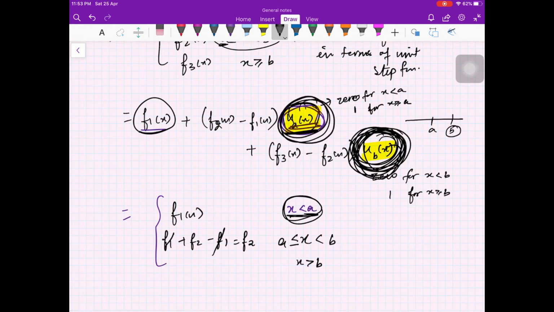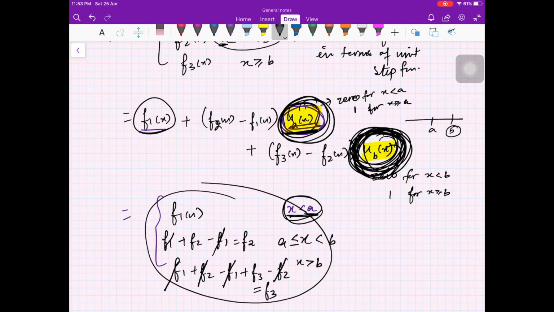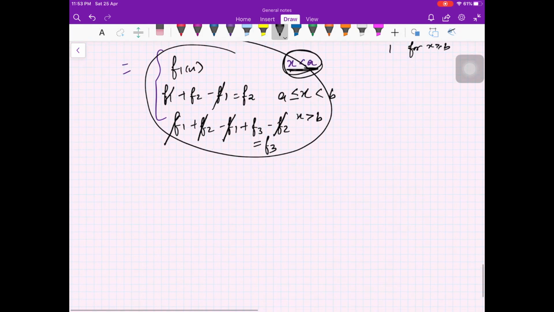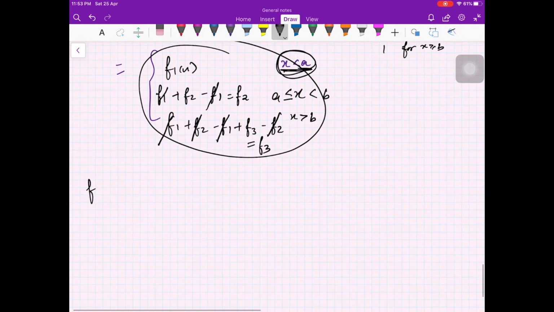And when your x is greater than b, this is also 1, this is also 1, right? So you will get f1 plus f2 minus f1 plus f3 minus f2. So this will cancel, this will cancel, so you'll get f3. So you see, you get your function back. So this is how you can write your functions in terms of unit step function.